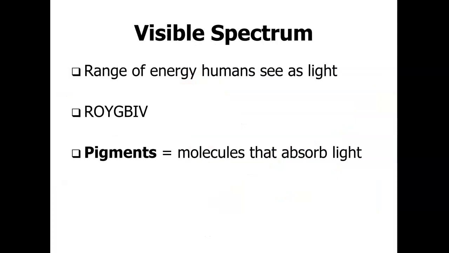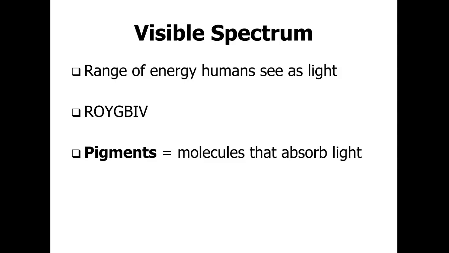So with the visible spectrum, the range of energy that humans see is going to be found here. And it's going to be made up of what you might remember from elementary school as your Roy G. Biv. Red being the largest visible wavelengths, but they're also going to be the slowest moving. Orange, yellow, green, blue, indigo, and violet. Violet moves the fastest of the colors, and the wavelengths are going to be much smaller.